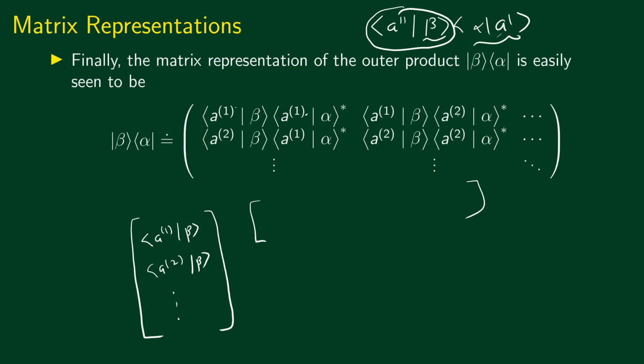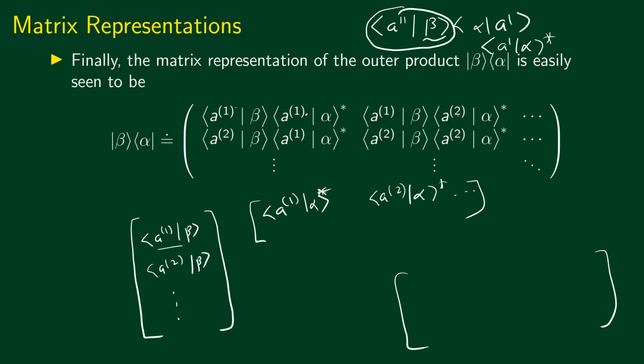And these elements here are bra alpha ket A prime, or we can write it as bra A prime ket alpha star. So what are the elements here? This is bra A1 ket alpha star, and bra A2 ket alpha star, and it goes on like that. Now if you multiply this, clearly we'll get a square matrix. How do I multiply these two matrices? First row multiplied by first column. So that is bra A1 ket beta, bra A1 ket alpha star. Now let's look at the first row multiplied by the second column.